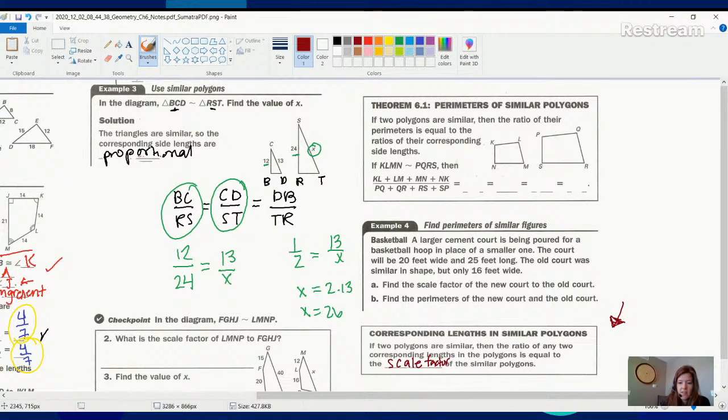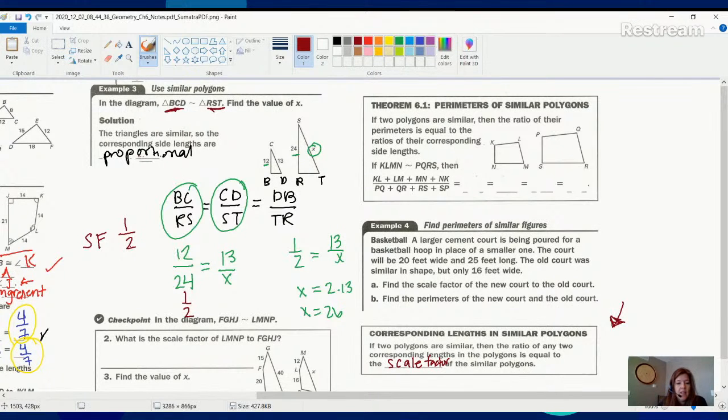I'm not going to make it in there, scale factor of the similar polygons. So again, if I was looking at this problem right here, and I wanted to know what is the scale factor from BCD to RST, look at when I compared BC over RS, I got 12 to 24, otherwise known as 1/2. So if I wanted to know what the scale factor of BCD to RTS is, the scale factor would be 1/2. Okay, so basically the scale factor is whatever ratio you find when you write the proportions.